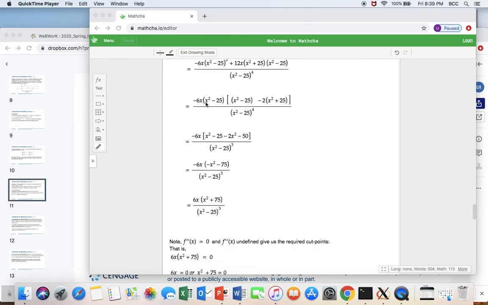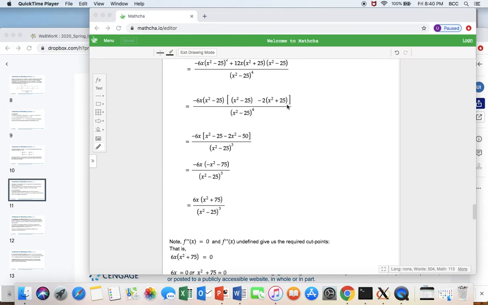Now, let me see what happens here. I see x squared minus 25. There are 4 powers here and 1 power here. So I cancel one of those and reduce this power to 3. Do you see that? One factor cancels one of the powers and gives me a power of 3. So what remains upstairs? Negative 6x and this.